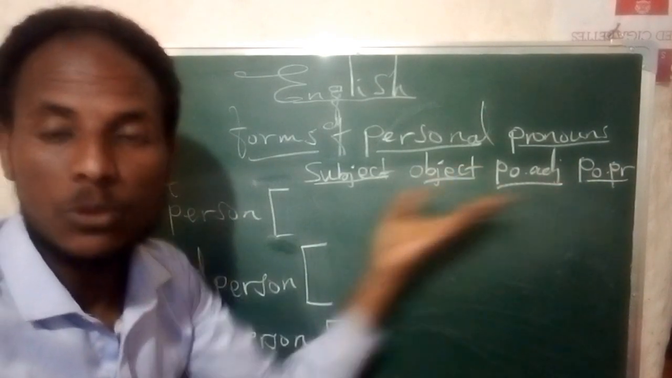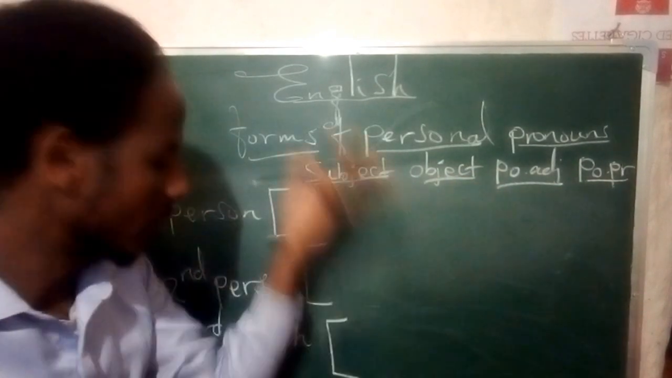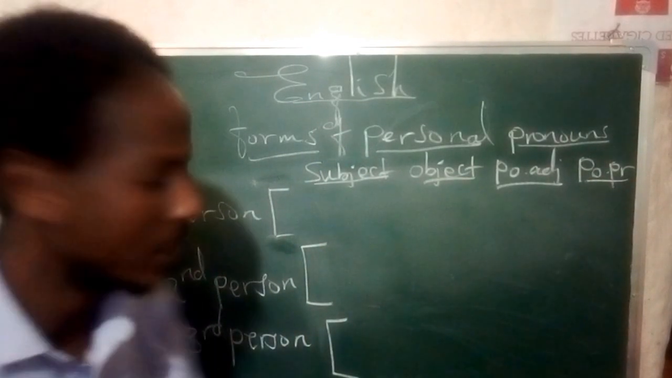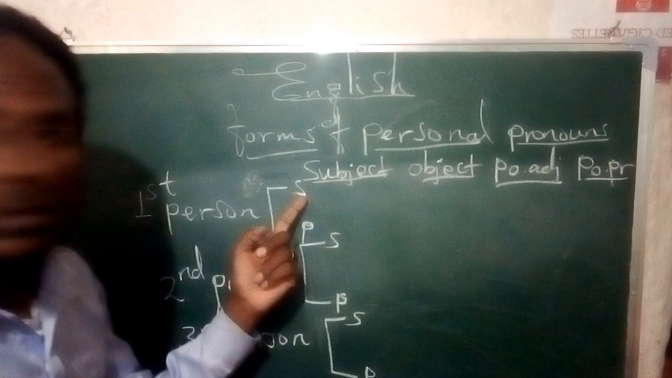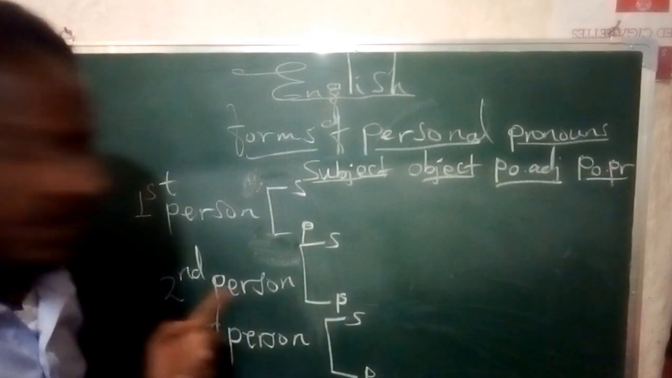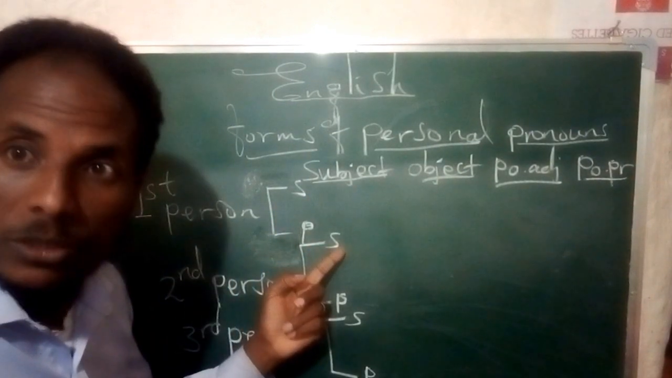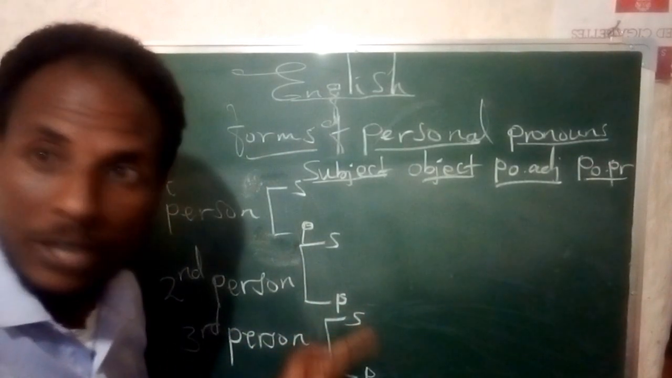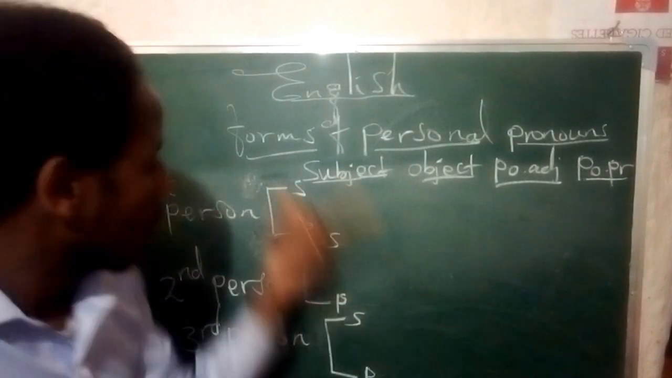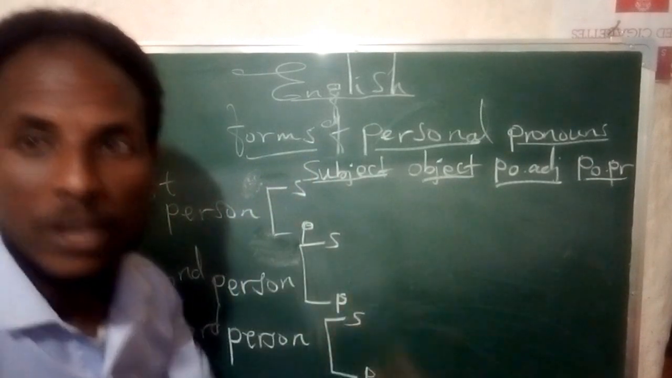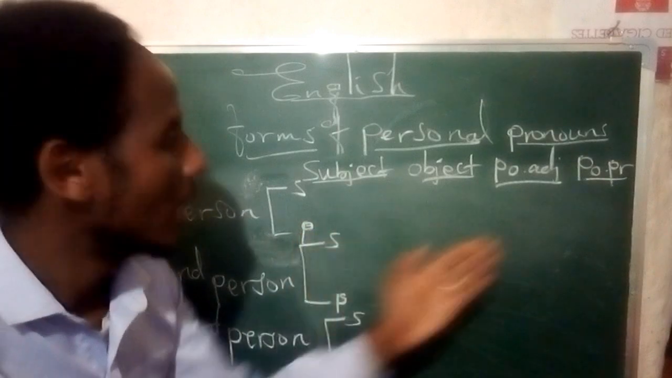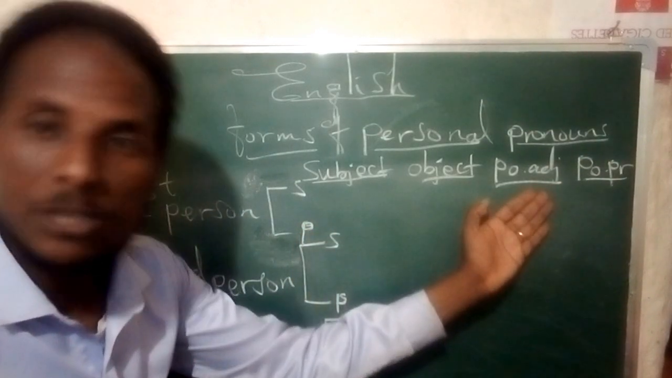There are 4 forms of personal pronouns and 3 types of classification according to their number. First person, singular and plural, second person, singular and plural, and third person, singular and plural. Those 3 classifications of personal pronouns can be used as a subject, an object, a possessive adjective.